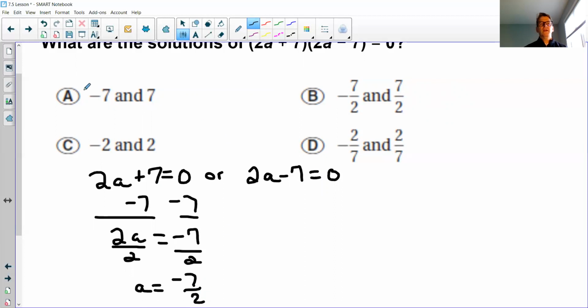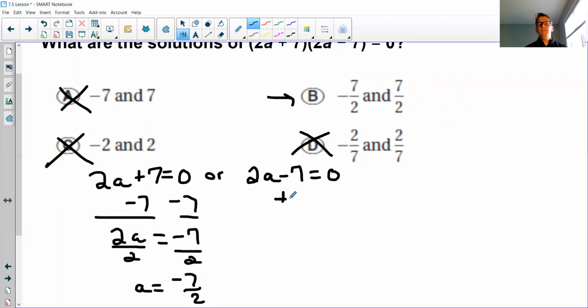So I can already take out A, and I can already take out C. It appears my answer is going to be B, because -7/2 is not even offered here on D. So let's take a look at this just to verify that we can get the other 7/2.